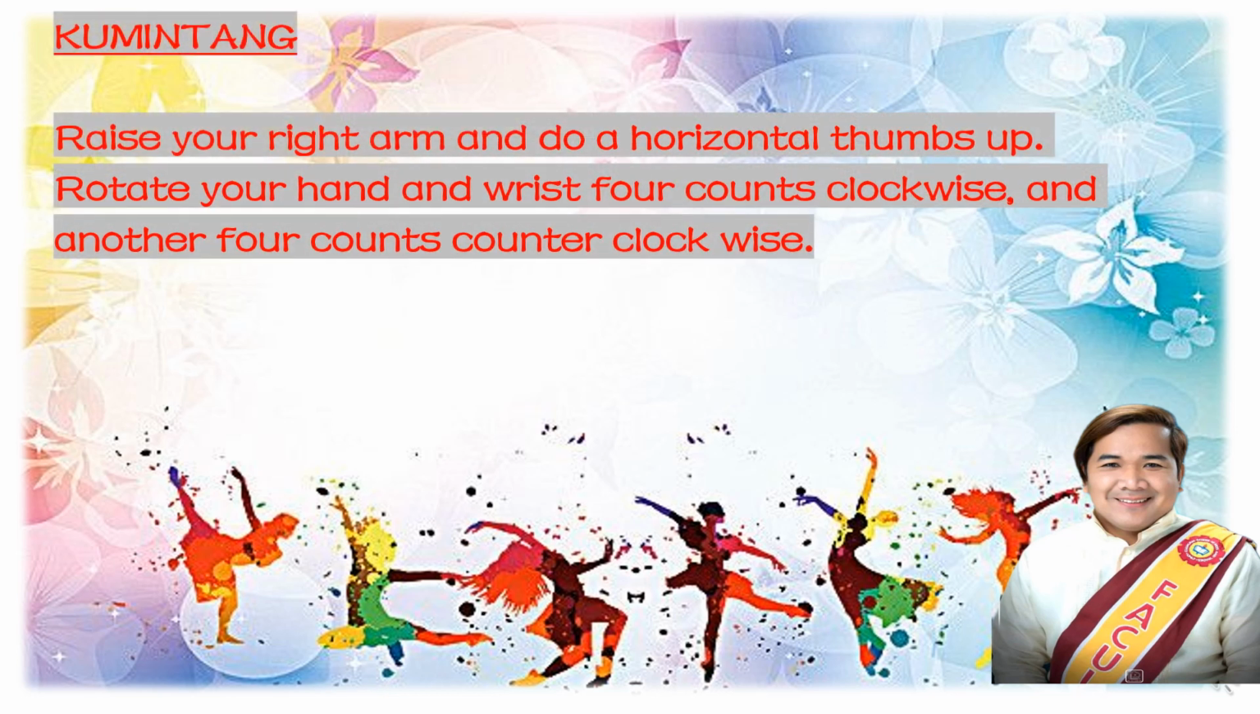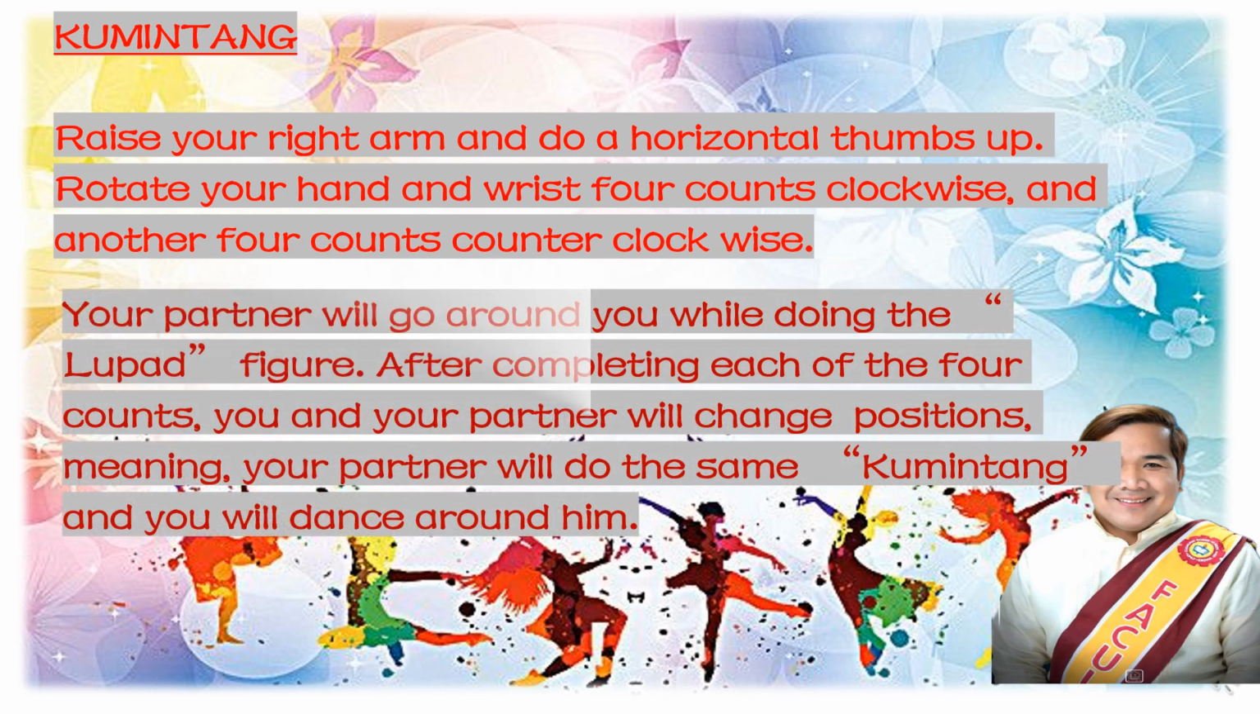1. Let's proceed to the second figure, and it's called kumintang. Raise your right arm and do a horizontal thumbs up. Rotate your hand and raise it 4 counts clockwise, and another 4 counts counterclockwise. While doing this, your partner will go around you while doing the lupad figure. After completing each of the 4 counts, you and your partner will change positions, meaning your partner will do the same kumintang and you will dance around him.